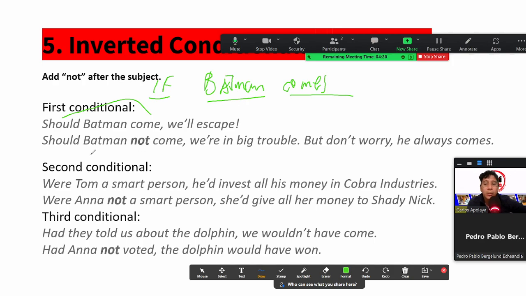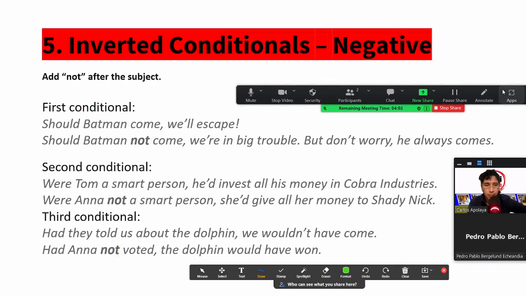Entonces ahora si no, sería should Batman not come. Va después del sujeto. ¿Ok? Siempre should después del sujeto, Batman, not come. Ya sea primera, segunda, tercera condicional. Siempre después del sujeto. Did you understand? Yes. Pretty good.